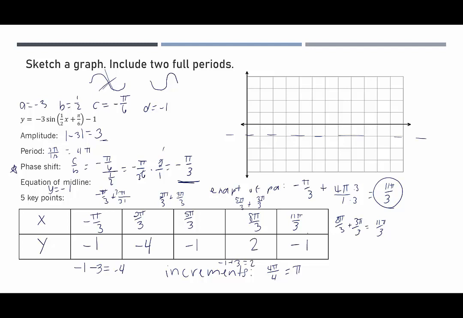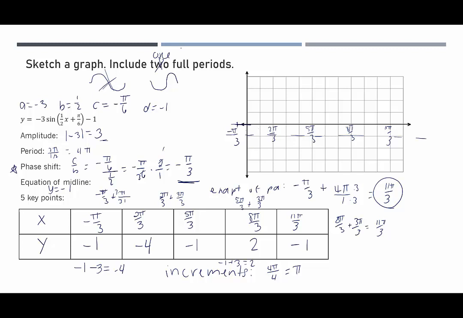Okay, for this, I think we're going to count. I don't know if I'm going to be able to fit 2 full periods on here. We'll see what we can do. But I'm going to count by π/3s. And I do need to start at -1 over here. So this is going to be -π/3. This will be 0π/3, 1π/3. Here's 2π/3, 3π/3, 4π/3, 5π/3, 6π/3, 7π/3, 8π/3, 9π/3, 10π/3, 11π/3. So I'm only going to be able to fit 1 period on this graph. So include 1 full period because we ran out.